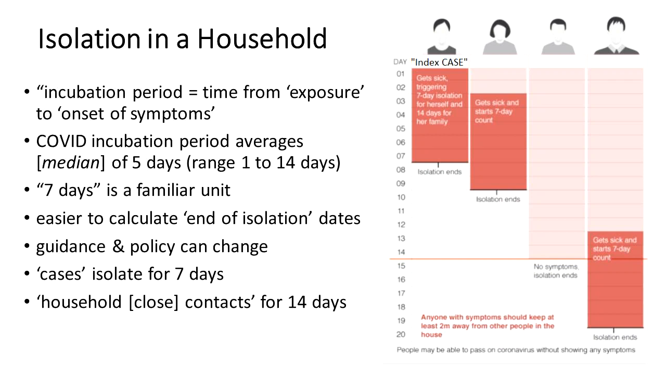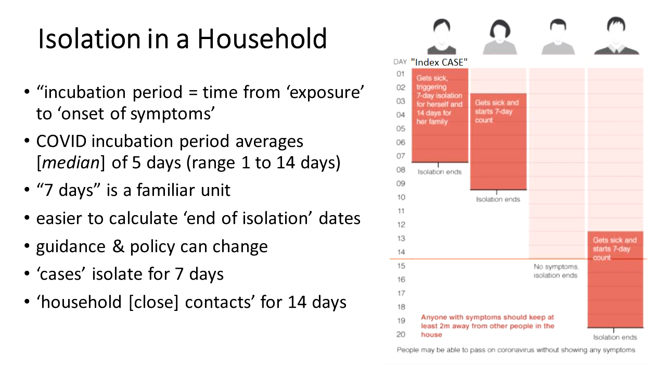This is an illustration of the self-isolation involved when there's an index case in a household. So we need to take into consideration the incubation period of the coronavirus, and that's the time from initial exposure that an individual has to the virus to the onset of their symptoms. And the best available evidence suggests that the incubation period averages about 5 days, but has quite a wide range around that, between 1 to 14 days.